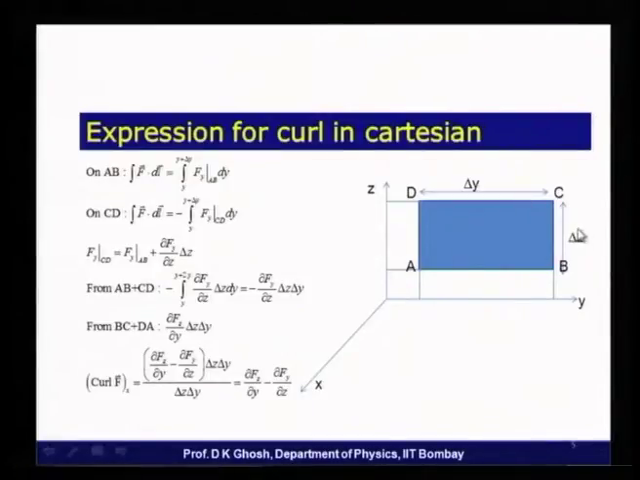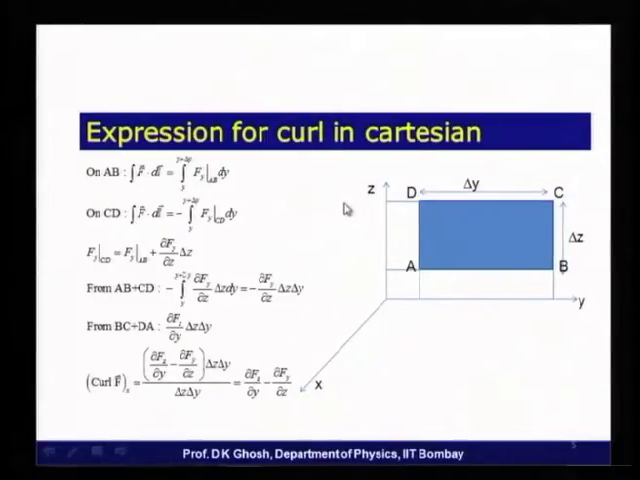Delta y and delta z are infinitesimally small. Now, first let us compute the contribution of the line integral from A to B. Well, notice that A to B is along the y direction. So, therefore, the direction of the vector dl is along the j direction and is given by j dy. So, when I take the line integral f dot dl, I get f y.